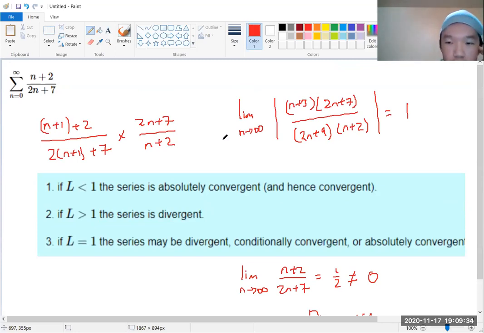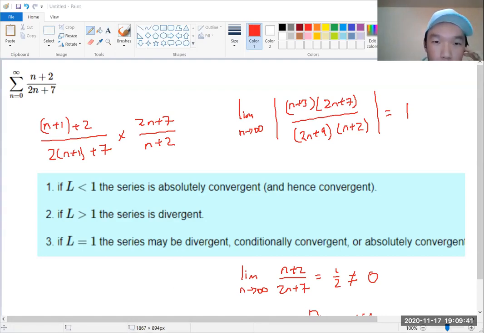Okay, so that's the ratio test. The next step will be to give you guys some examples to work on yourself, but we're actually going to stop here today, and we'll do the rest of this section on Thursday. Okay, so this is done for now.